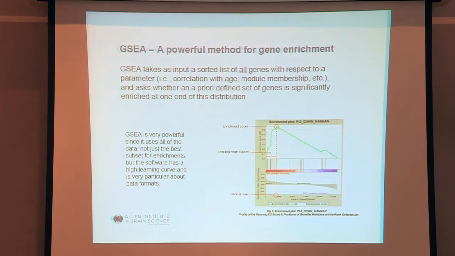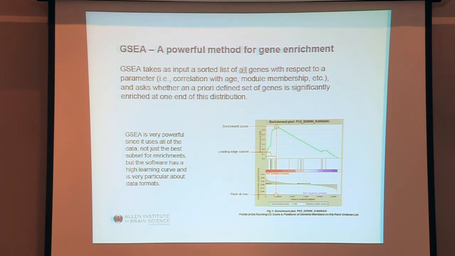Gene set enrichment analysis, or GSEA, is a very powerful method for gene enrichment. The main difference between this and some of the other enrichment analyses is that it takes into consideration all of the genes with respect to some parameter, for example, correlation with age or module membership value. And it'll ask whether an a priori defined set of genes is significantly enriched at one end of the distribution.